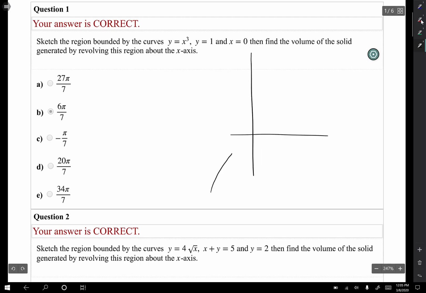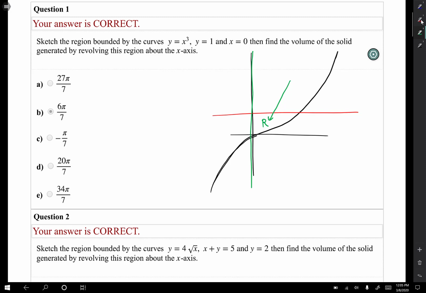Y equals x cubed looks something like this, and I am exaggerating it so we can see the region easier. Y equals 1 looks something like this, and x equals 0 looks something like this in green. So the region they're talking about is this one right here. That's your region, because you're bounded by all three of those.